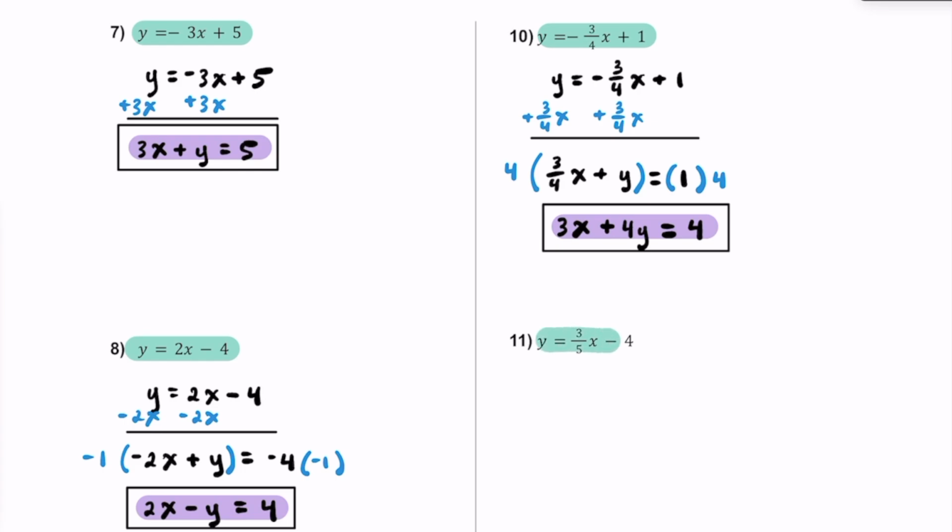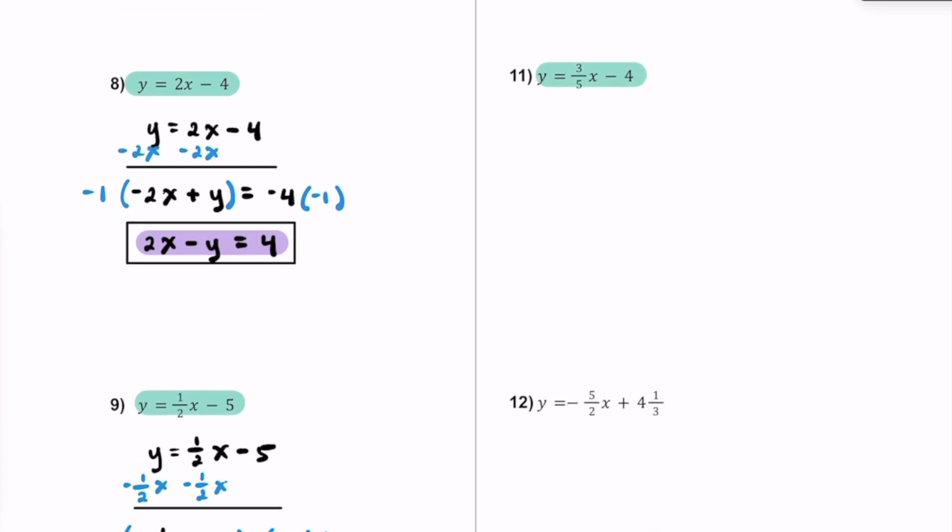All right, number 11, we have y is equal to 3/5 x minus 4. Let's get a little more room here. So let's say we have y. I'm just going to copy it down. We have our slope of 3/5, and we have a y-intercept at (0, -4). Let's go ahead and rearrange this a little bit. Let's move this 3/5 x to the left side of the equation. We can go ahead and subtract it.